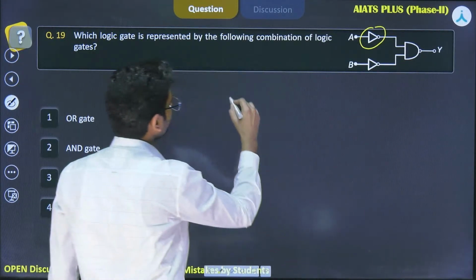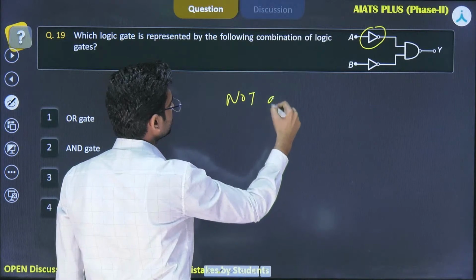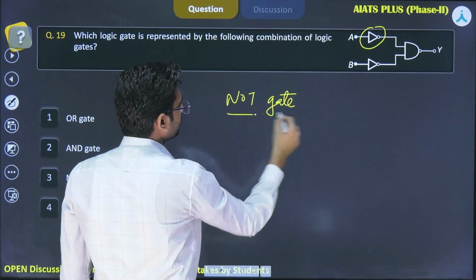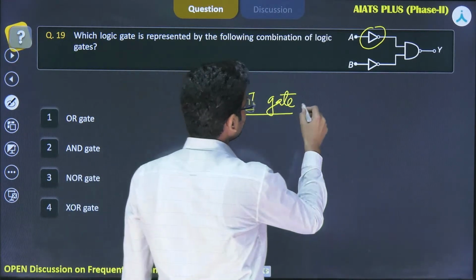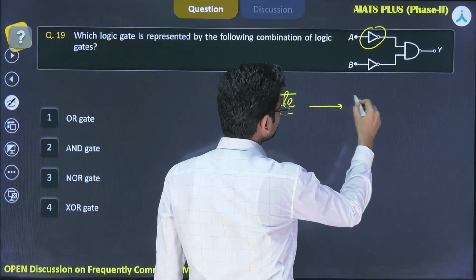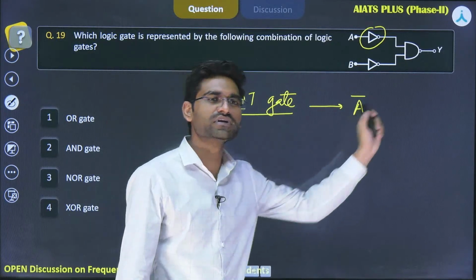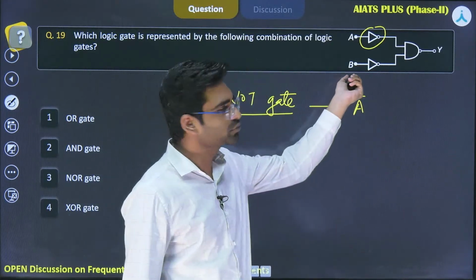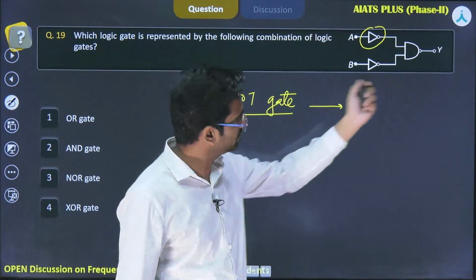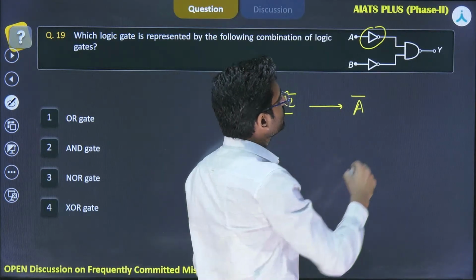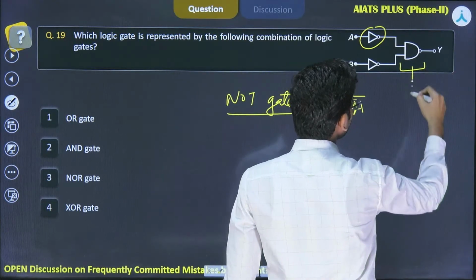This is NOT gate, right? What happens with this gate? Whatever be the input, it will give the opposite output, right? So if the input is A, we will get A bar. If the input is B, we will get B bar, right? So this you know, right? What is this? Which gate is this?